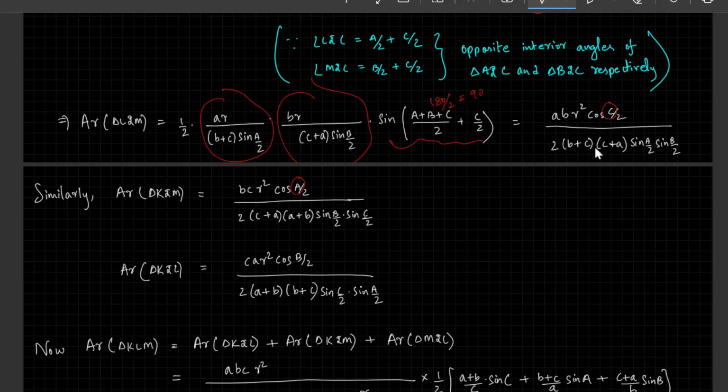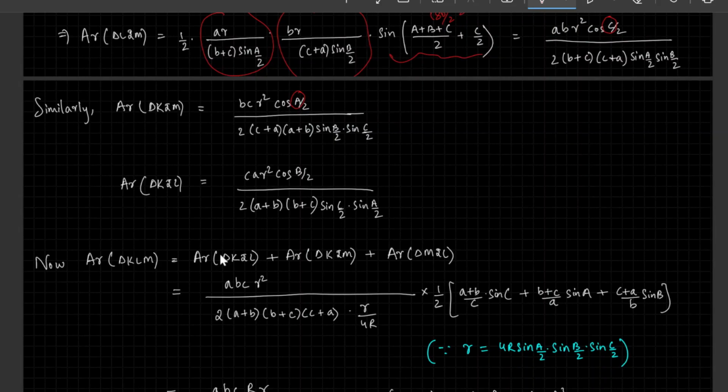And this is 2 of B plus C into C plus A. So this is C plus A into A plus B, and the other two angles, we have A in the numerator, so the other two angles will be B and C. So sin B by 2 into sin C by 2. Similarly, area of triangle KIL, so the third part of the KLM, that is CAR square cos B by 2 divided by 2 of A plus B into B plus C into sin C by 2 into sin A by 2.